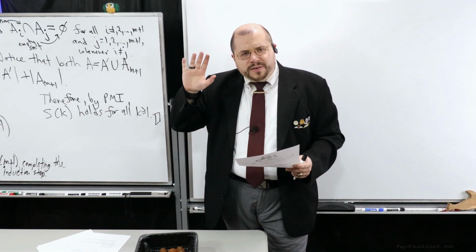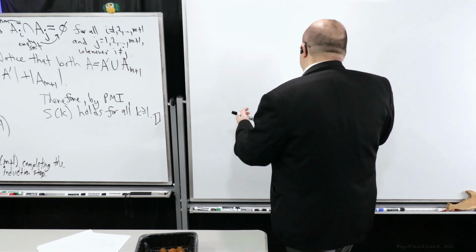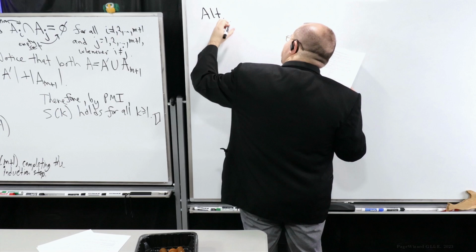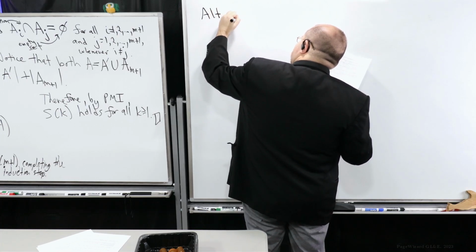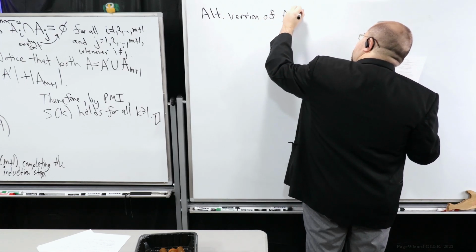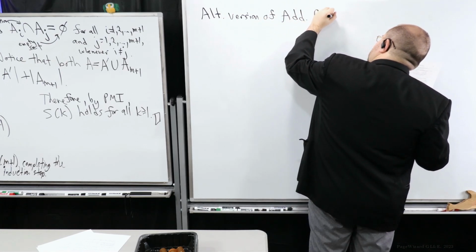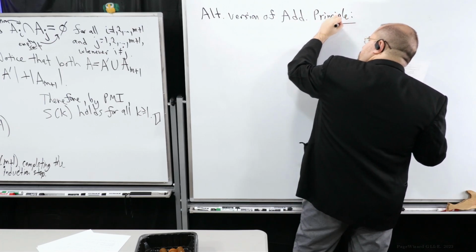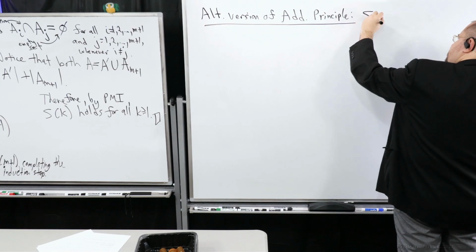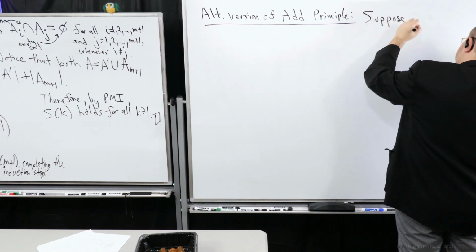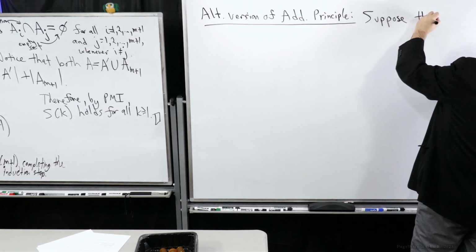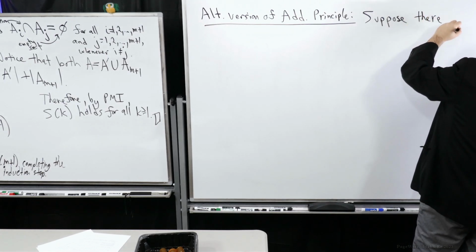Okay. So here's an alternative formulation of the addition principle. So this is an alternative version of the addition principle. Now, suppose, so instead of thinking about sets and subsets, I'm going to think about them in terms of actions. You can even think of it like categories even. But I'd like to think about them as actions.